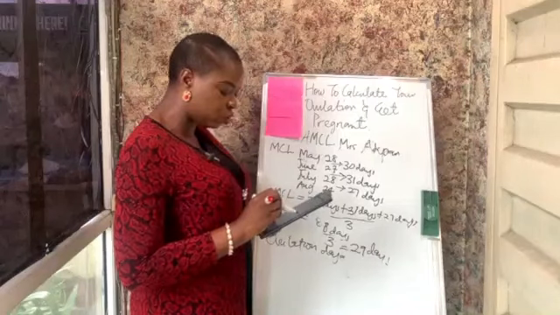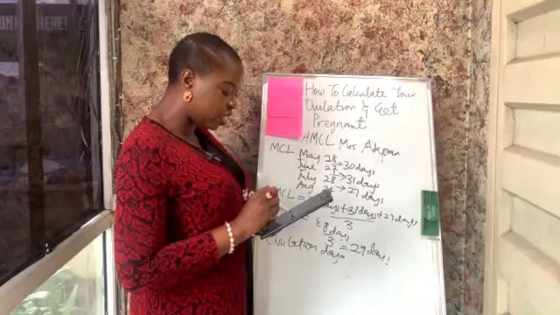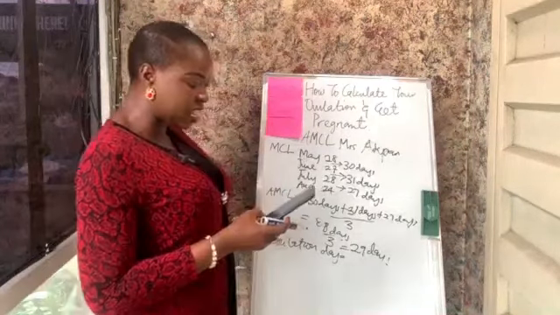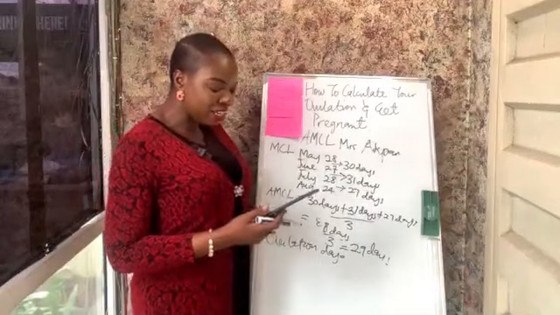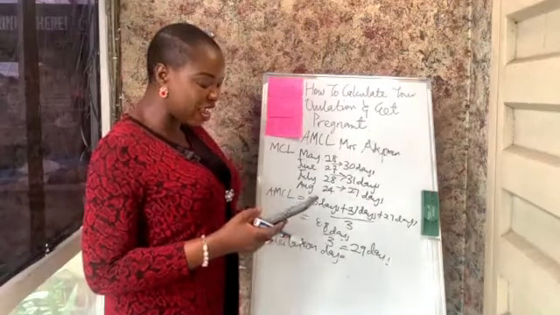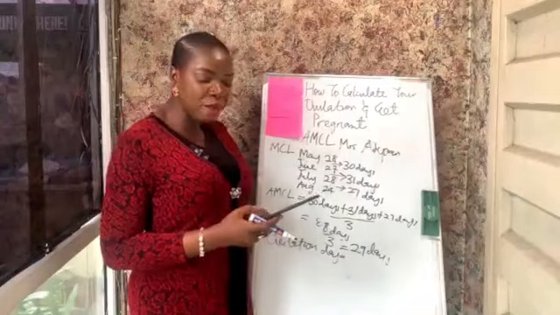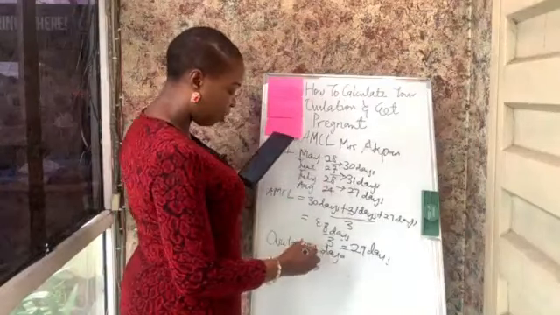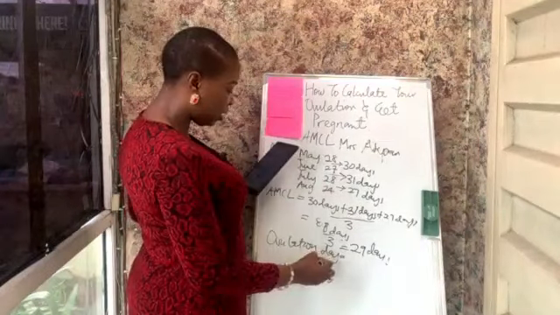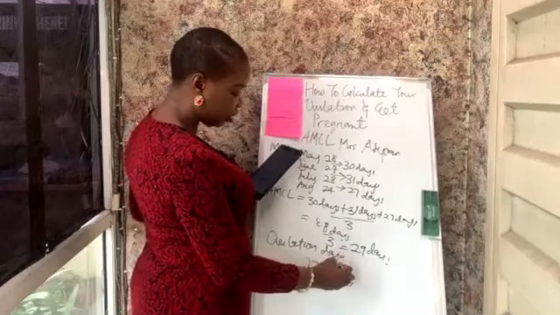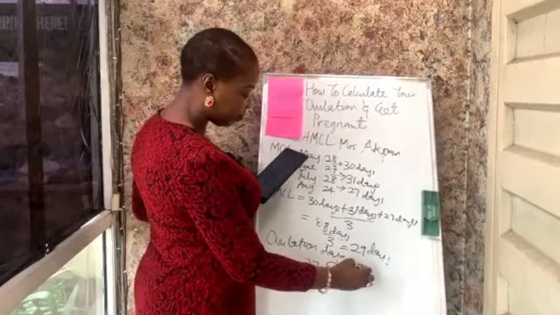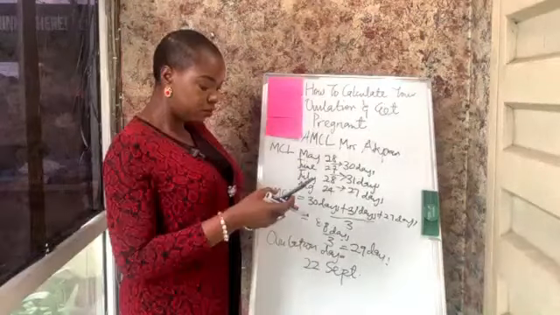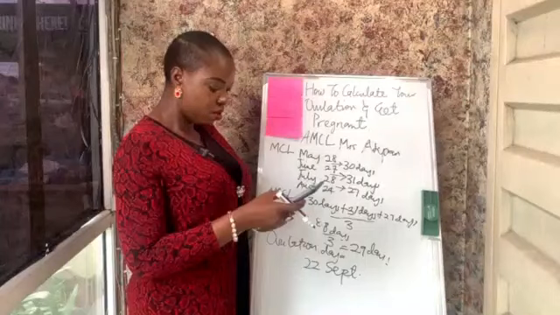21, 22, 23, 24, 25, 26, 27, 28, 29. So for Mrs. Akpan, your ovulation day will be September 22nd. Did you see that? So the ovulation day will be 22nd of September. Did you see that?